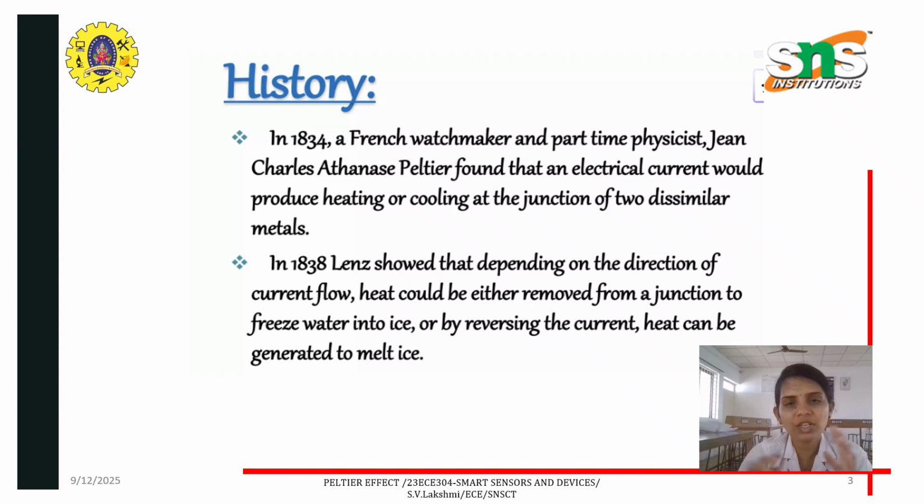So let us discuss the history of Peltier's effect. A French watchmaker and part-time physicist, Mr. Jean-Charles-Athanase Peltier, found that an electric current would produce heating or cooling at the junction of two dissimilar metals. And in the year 1838, Lenz showed that depending on the direction of the current flow, heat could be either removed from a junction to freeze water into ice, or by reversing the current, heat can be generated to melt ice. So what Lenz is trying to tell is, based on the direction of the current flow, the heat can be either removed from the junction or generated. That is, removing heat from the junction is like freezing the water into ice, or by reversing the current flow, the heat can be generated in order to melt the ice.